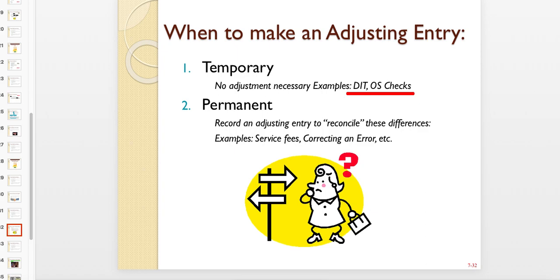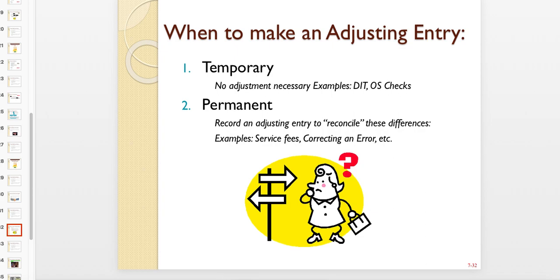These are temporary differences because the bank won't know about it until the bank receives the check from whoever you wrote the check to cash it. So there's really no adjustment there. They'll record it when they get it.